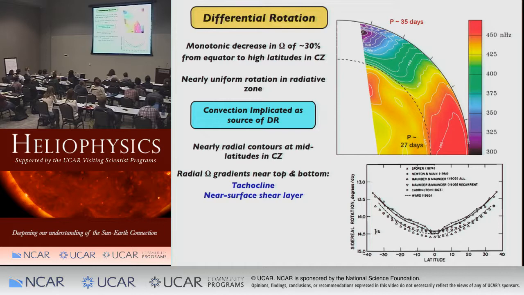So there are a lot of puzzles in here. Radial gradients at the top and bottom, this is called the near surface shear layer. As you go in, there's an increase of the angular velocity from the surface to a radius of about 0.95 of the sun. And then at the bottom, there's a sharp transition from the differential rotation of the convection zone into the uniform rotation of the interior. This is called the tachocline, tacho meaning speed, and cline meaning change. So this is a change in the rotational speed of the sun at the base of the convection zone.